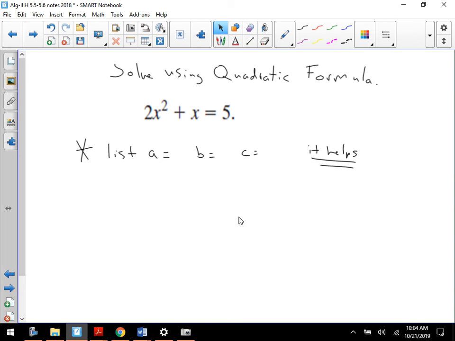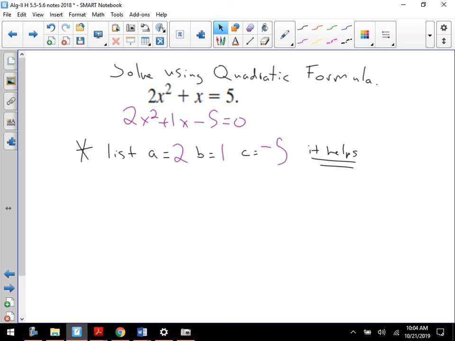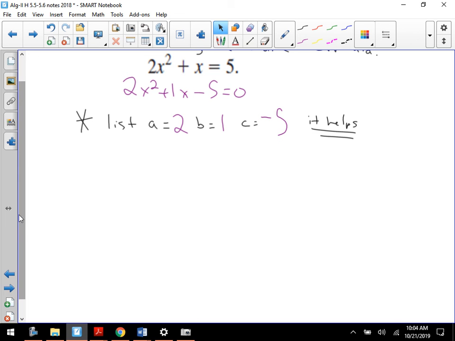But for this example here, you'd have to manipulate it, set it equal to 0. So you have 2x squared plus 1x minus 5. That's why I always say list your A, B's, and C's. So 2, 1, and -5. And if you haven't used quadratic formula recently, just write it out. X equals negative b plus or minus square root of b squared minus 4ac, all over 2a. That's the one you guys probably all knew.